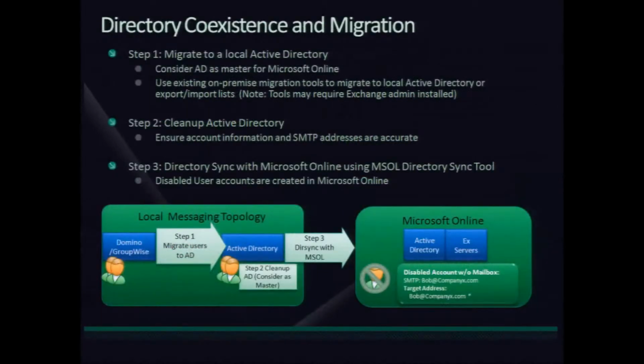Directory coexistence and migration. With Notes and GroupWise, we're going to migrate to a local Active Directory, and then the Microsoft Directory Sync tool will come into place and synchronize that Active Directory up into Microsoft Online. Clean up Active Directory, ensure account information and all the SMTPs are accurate before you synchronize those over, so the Active Directory looks how you want it to look. And again, the third step is to use the Microsoft Sync tool to bring that up.